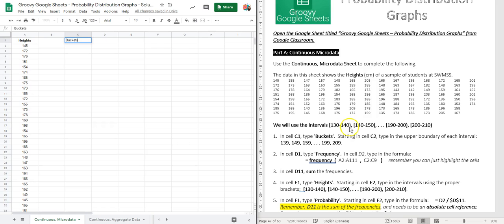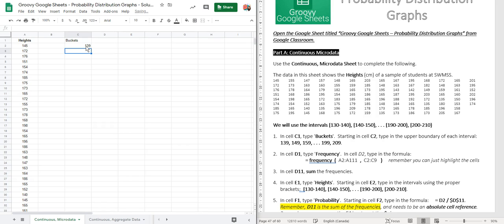If this was the square bracket on the right side, then you could type in 140, 150, 160. But since it is the round bracket and we don't actually want to include 140, then for the upper boundary of each interval you would do 139, 149. So that's going to be showing everything that's basically between 130 to 139. Now if your data had decimals and there was something like 139.5, then you could just make this 139.9 or 139.99 or 139.999. But because we don't have decimals, we can just type this in as 139.